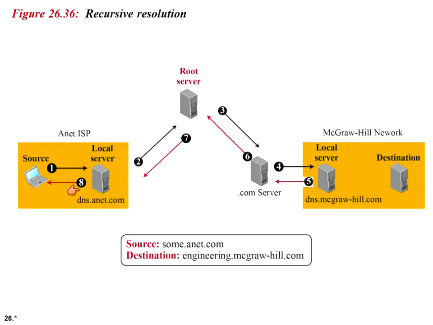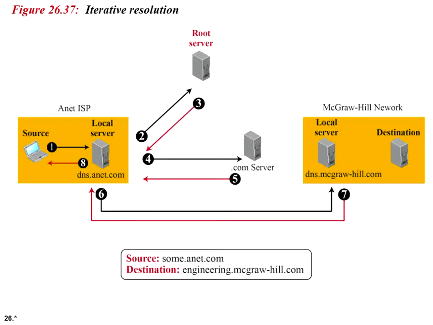Now the next one is iterative resolution. In iterative resolution, each server that does not know the mapping sends the IP address of the next server back to the one that requested it. So here we see the flow of information in an iterative resolution in the same scenario as we have seen just now. Normally the iterative resolution takes place between two local servers. The original resolver gets the final answer from the local server.